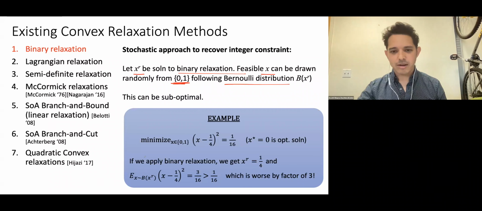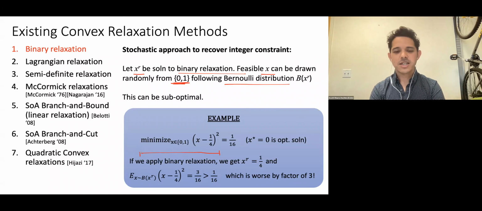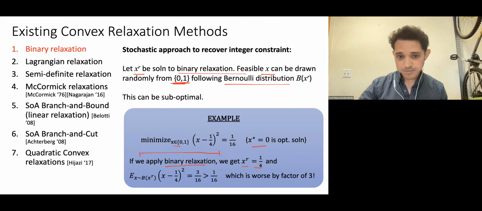So consider this optimization problem, a nice little textbook problem that you can use in a class as a nice example. The problem says, between 0 and 1, which one is closer to a quarter? So 0 is closer to 1/4 than 1, when we're limited to just 0 and 1. And so x star equals 0 is the optimal solution. Now, what does this look like if we apply the binary relaxation? We would, of course, get that x_R is 1/4, right?